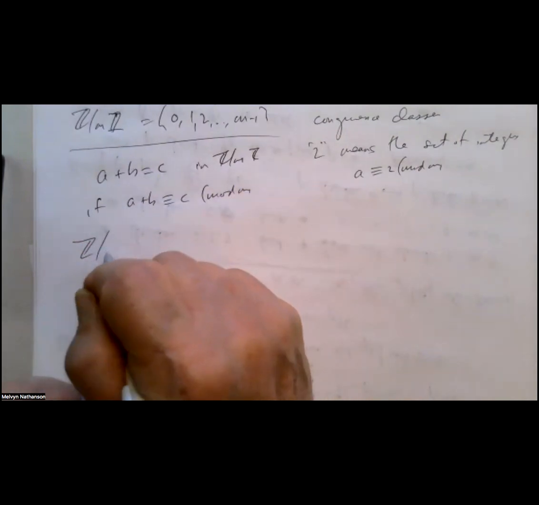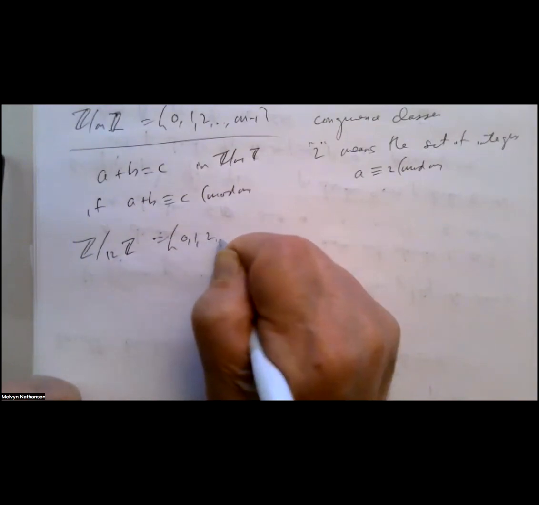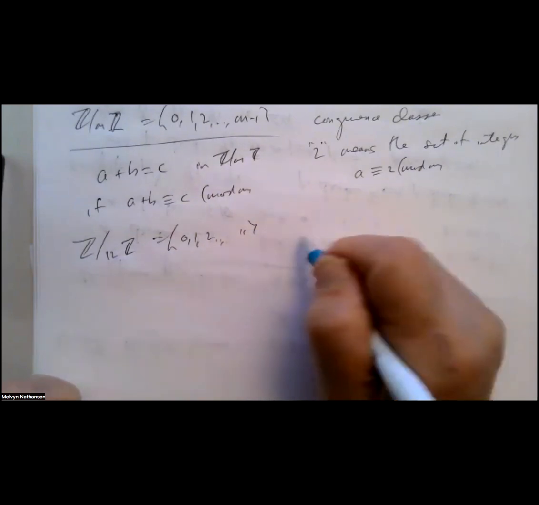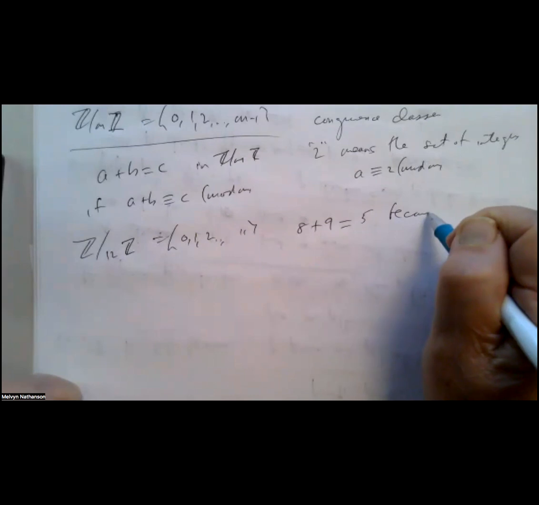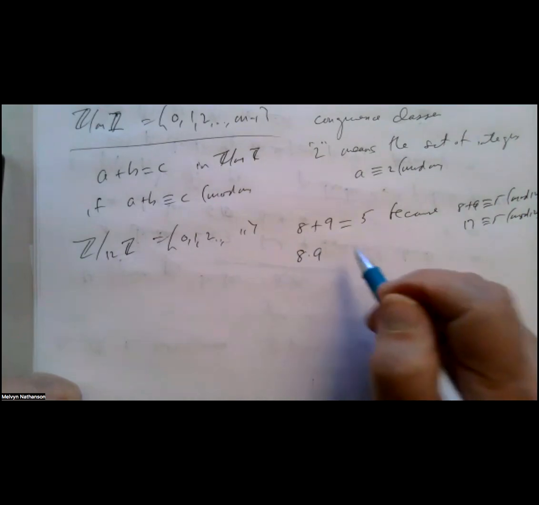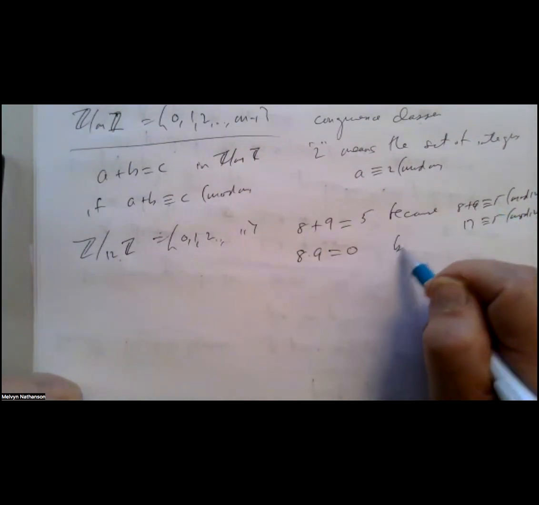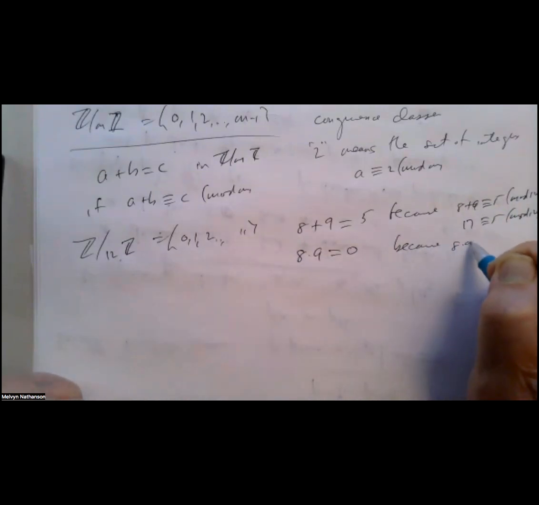So if we're looking at, for example, Z mod 12Z, which is the numbers 0 up to 11, 8 plus 9 is equal to 5, because 8 plus 9 is congruent to 5 mod 12. That is, 17 is congruent to 5 mod 12, and 17 minus 5 is 12. And similarly, 8 times 9 is 0, because 8 times 9, which is 72, is congruent to 0 mod 12. So this is the arithmetic in the congruence classes.